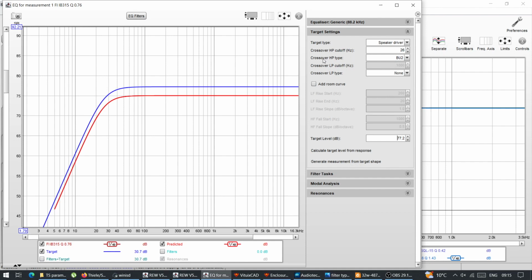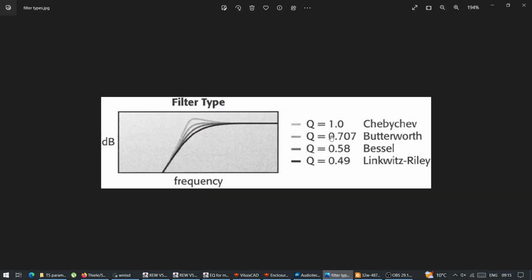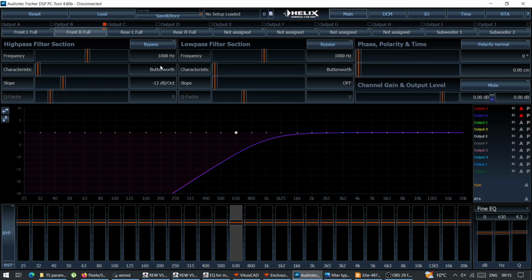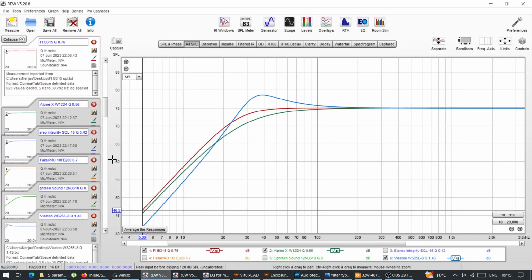I chose the filter type and the frequency. So this is Butterworth 12 dB. So if we go back to the Q, 0.7 is the Q of the Butterworth filter in this one. So Butterworth 12 dB is 0.7 Q, exactly the same as this, 0.7 Q. Yeah, and this driver has a Q of 0.76 in free air.